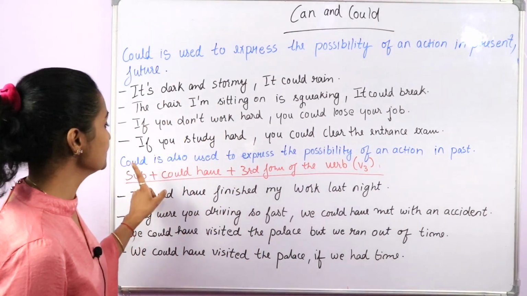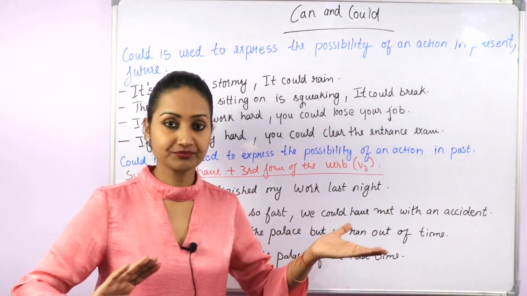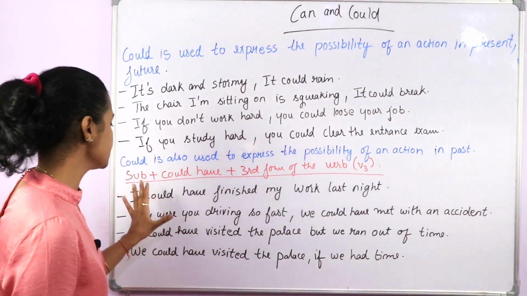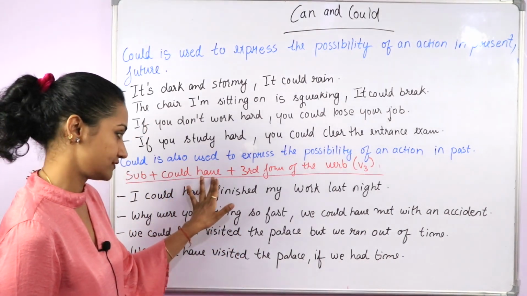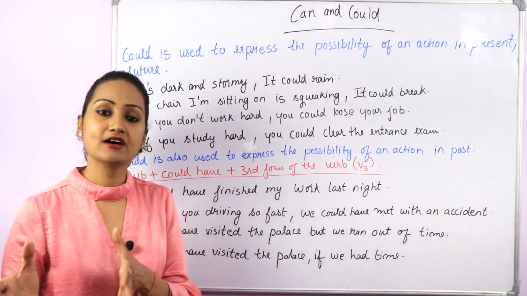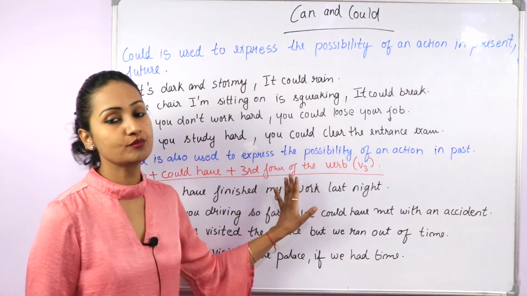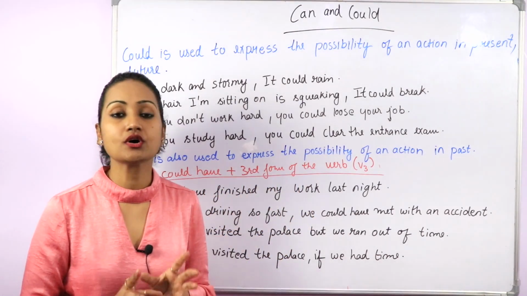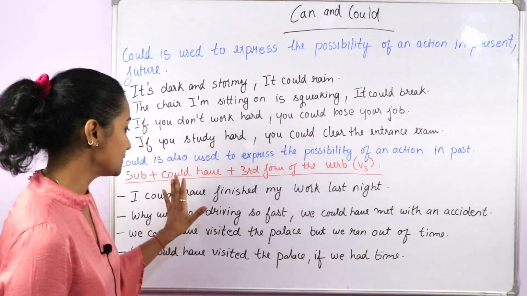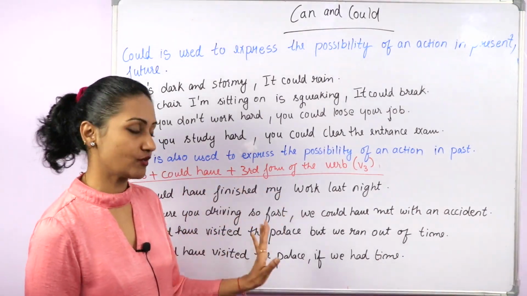Now we can also use could to express the possibility of an action in past. But the word order is different for that. The rule is subject plus could have. In this case, because we are talking about past, so have will come with a modal verb. Could have plus third form of the verb. I told you that we always use first form of the verb with modal verb, but here with modal verb we have. Okay, that's why third form of the verb.